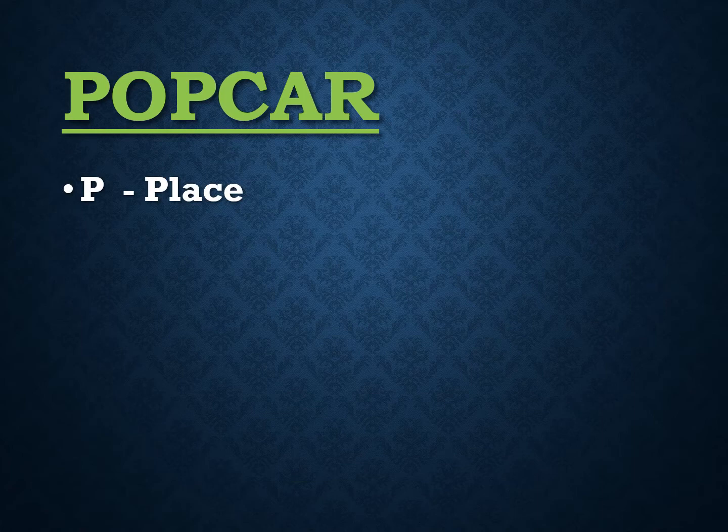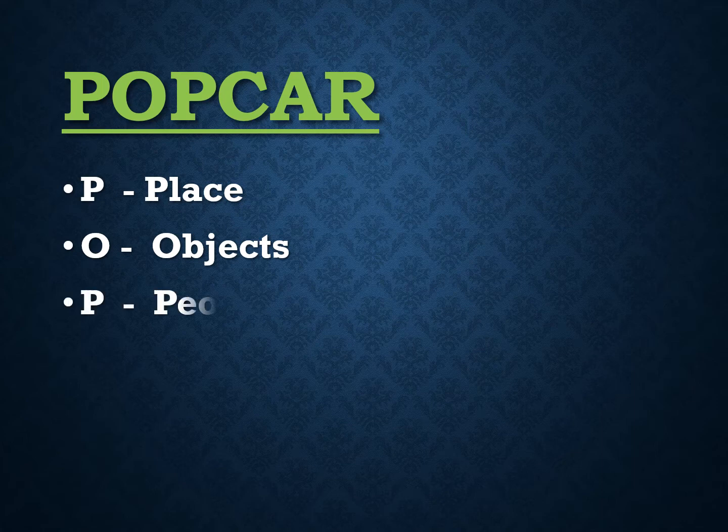The first P stands for place. So when we get a picture, we have to first observe what place it is. Then O stands for objects. Now when you get the picture, you need to carefully see what are the objects in the picture we can write about. The next P stands for people. You need to count the number of people and observe whether they are boys, girls, men or women.